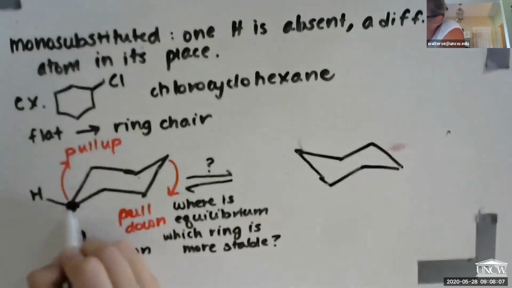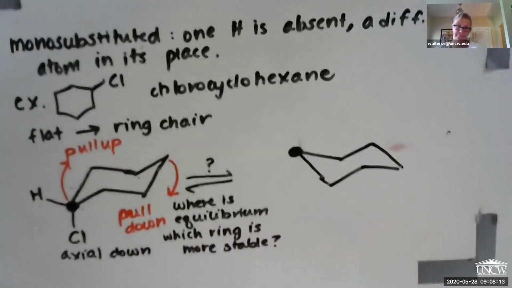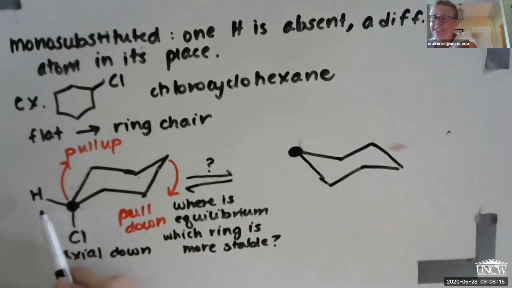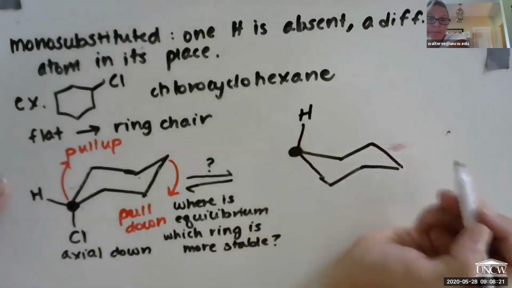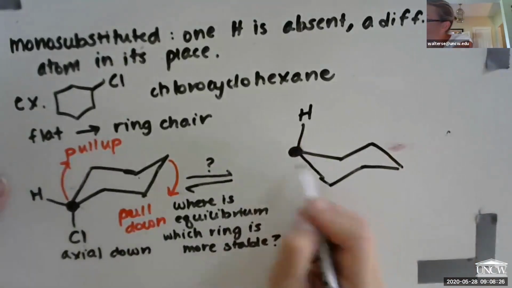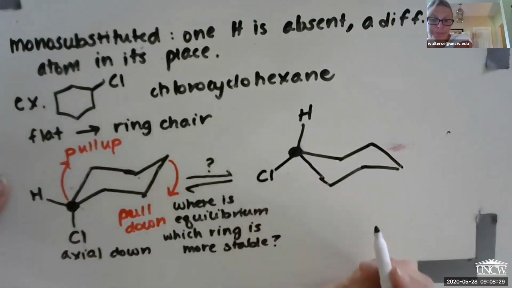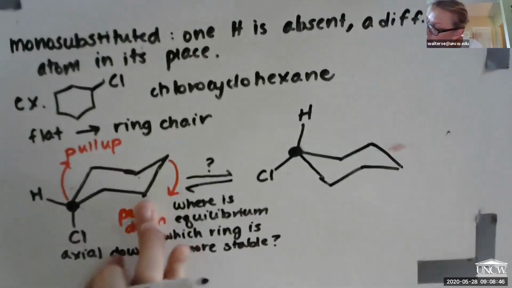Okay, so this carbon over here with the big black dot on it, that's this carbon here. This hydrogen was equatorial up, it's now axial up. The chlorine that was axial down now is equatorial down. Okay. Now, when we discuss the equilibrium, we have to consider the various components of strain within these two different conformations. I'm going to have to erase some of this writing.